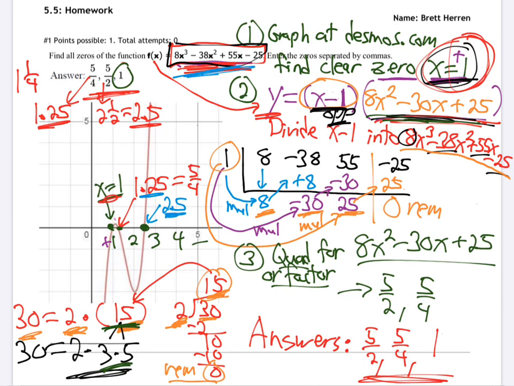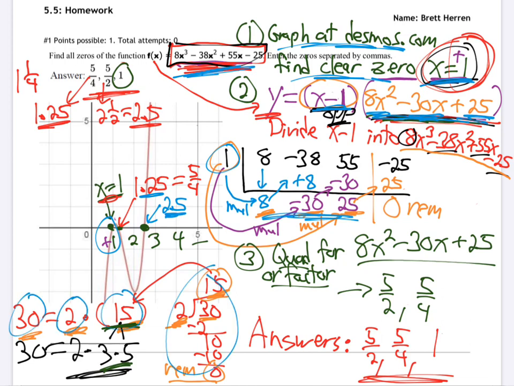So how did we get it again? Step 1, we graphed it at desmos.com to find a clear, obvious 0, x equals 1. That was obvious. The other ones were not as obvious because they were not right on a whole number. So we found the obvious zero when x equals 1, and then we wrote the opposite in the parentheses, x minus 1, did long division or synthetic division, and got the other remaining part, 8x squared minus 30x plus 25. Then we broke 8x squared minus 30x plus 25 down with the quad, and we got 5/2 and 5/4. So that gave us all 3 answers.